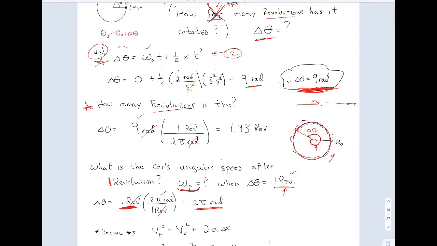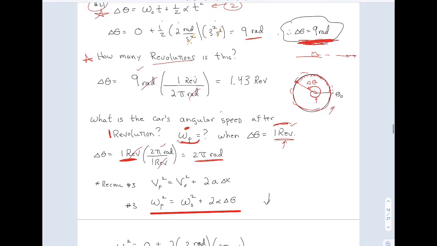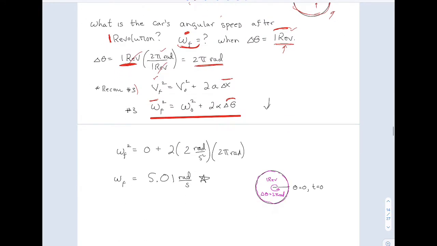So I want to find the final angular velocity after it's gone a certain angular displacement. That's like equation number 3. What's the velocity after it's gone a certain distance? Here I'm asking what's the angular velocity after it's turned a certain angular displacement. So I write down number 3.